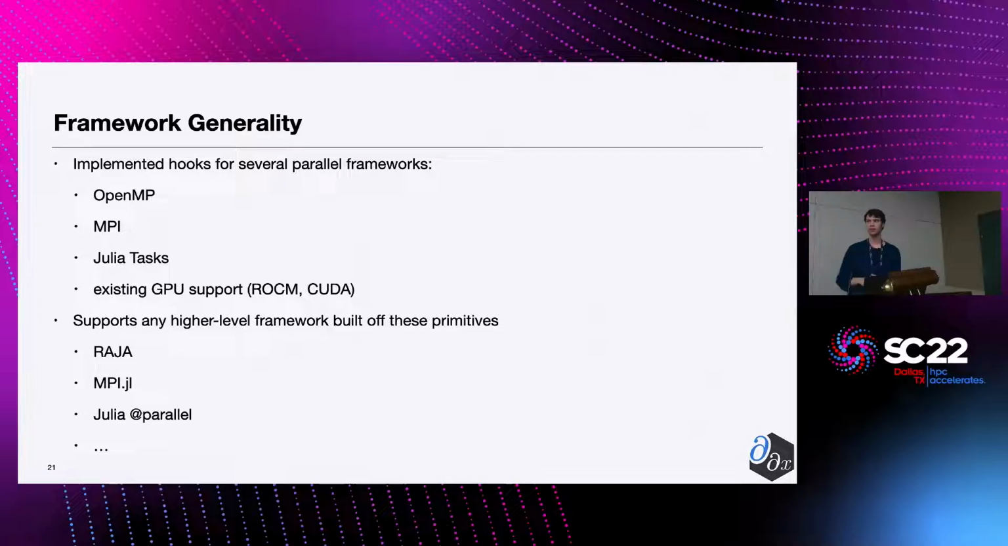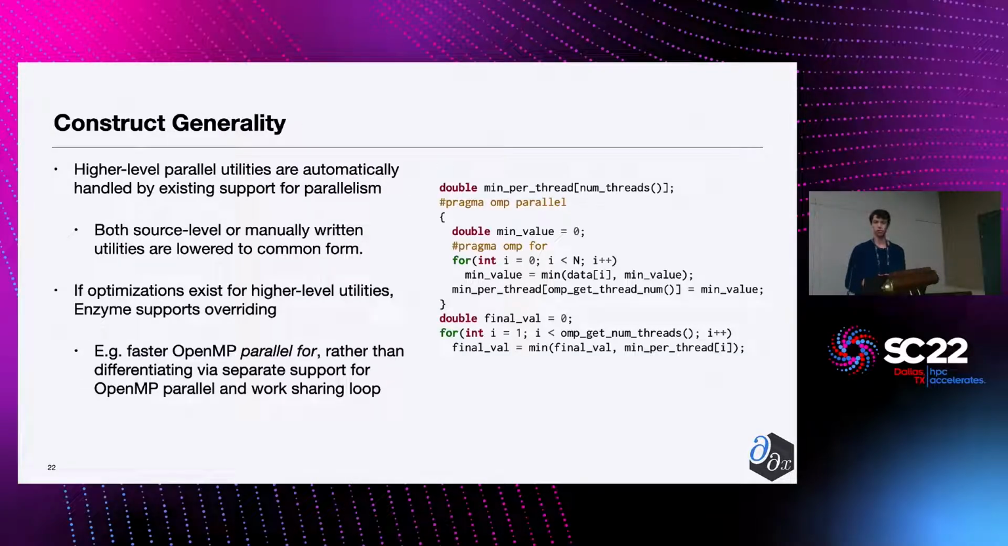So any of these higher level things we get for free because it all goes down to the same thing in the compiler. Moreover, we don't just have framework generality, but we also actually have construct generality. So if you have any sort of higher level parallel utility, be it say a reduction, that's automatically handled by the lower level support for generic parallelism.